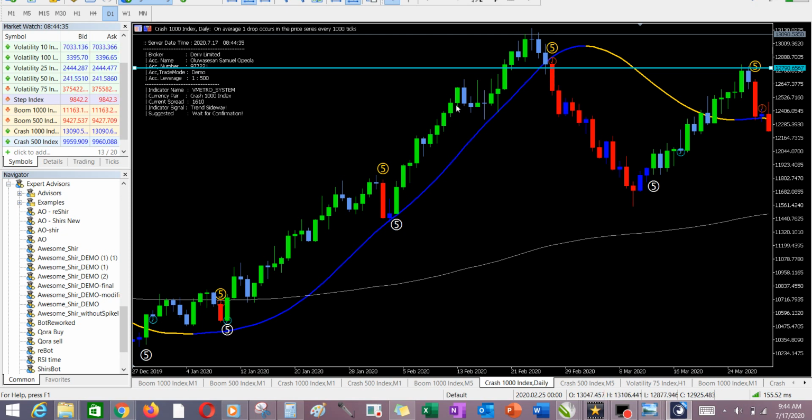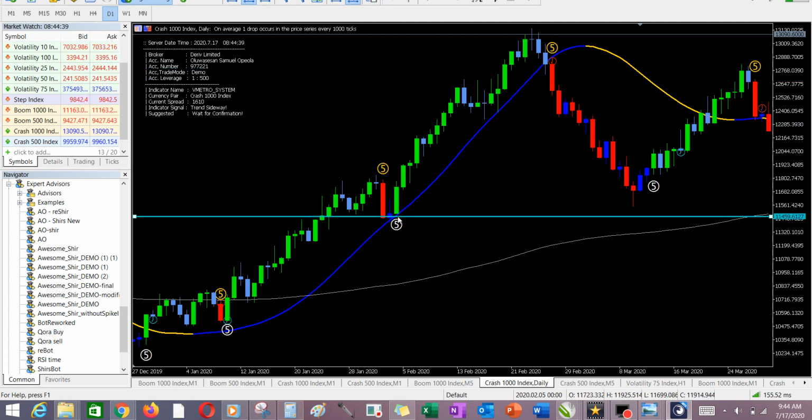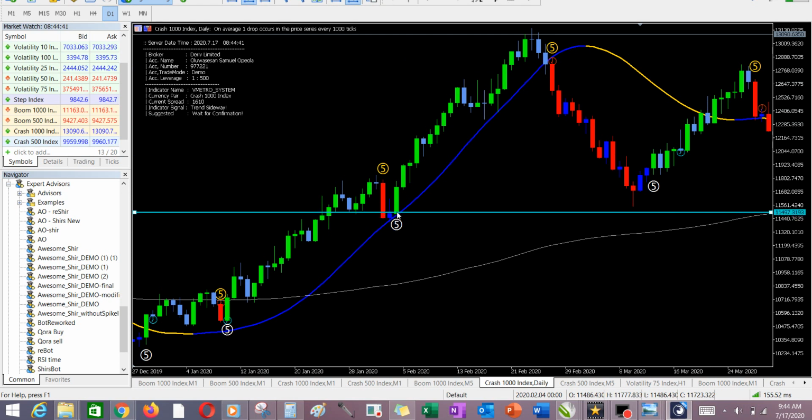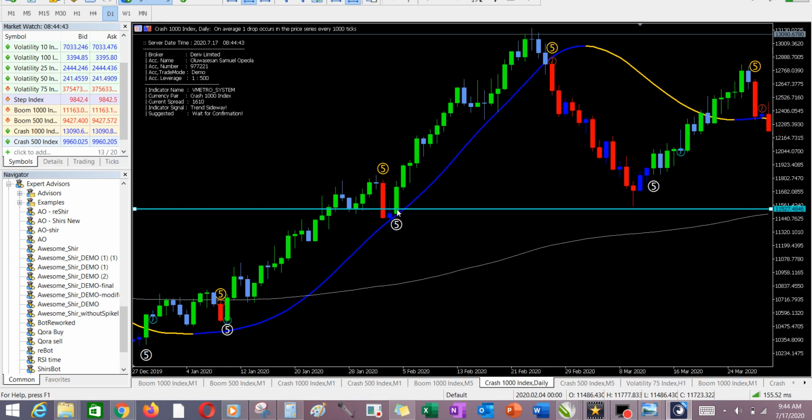So the same thing is applicable once it is breaking up. Remember, this is Crash 1000. It breaks the line here. The price action breaks it here, and this candle is green. So what do I do? I have to trade in green. That is, I have to buy into the market. So that is how you can use it.